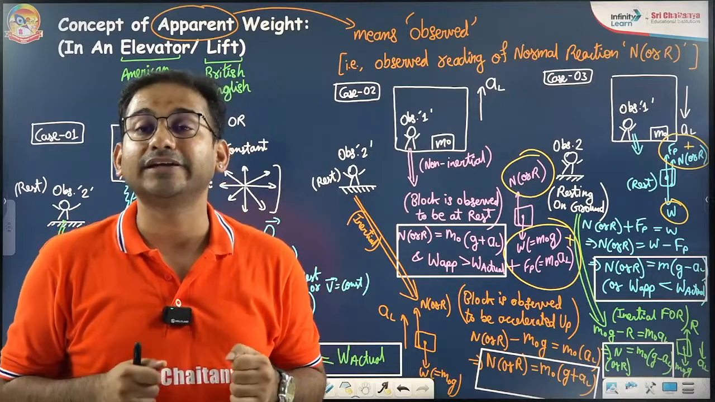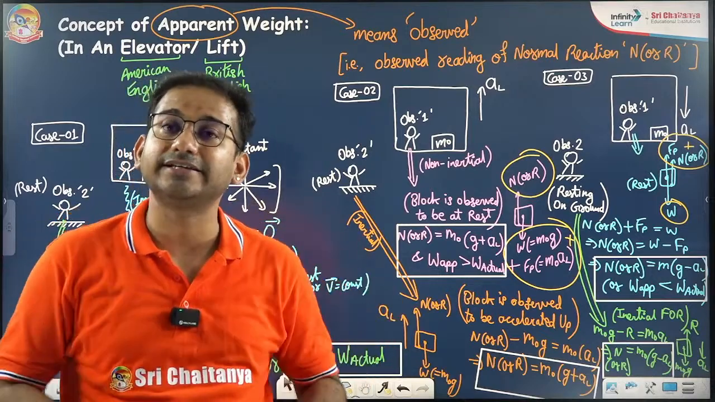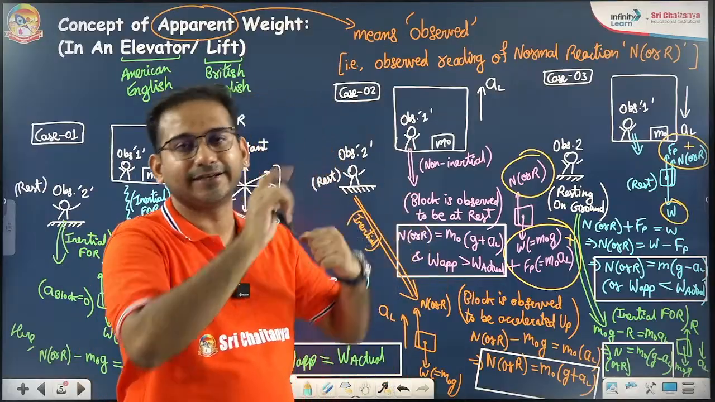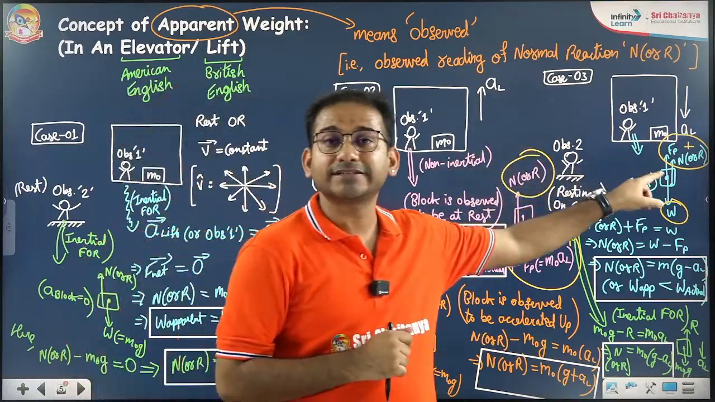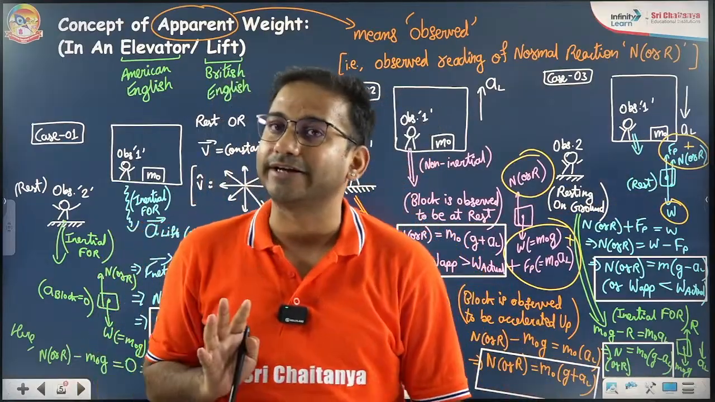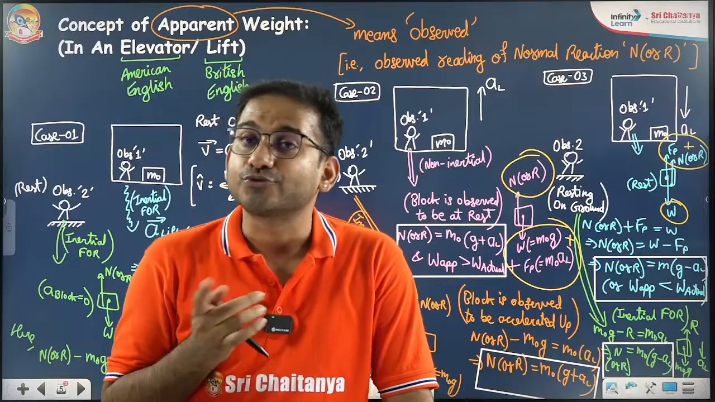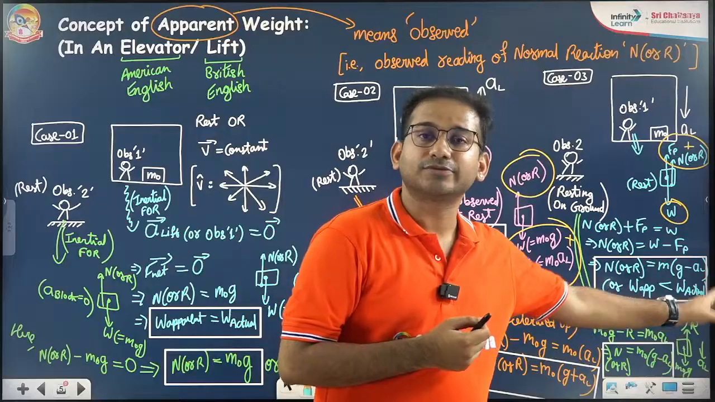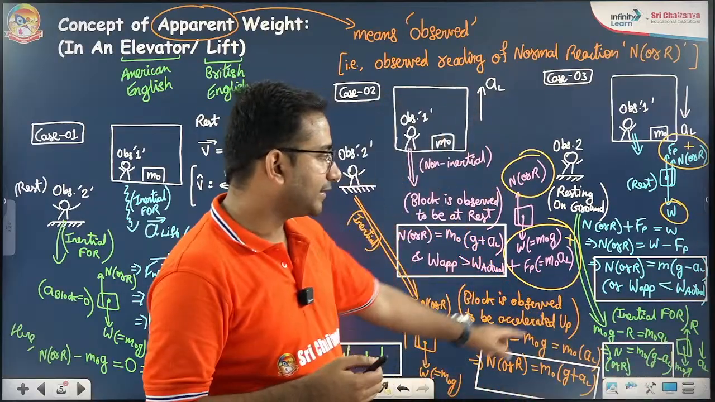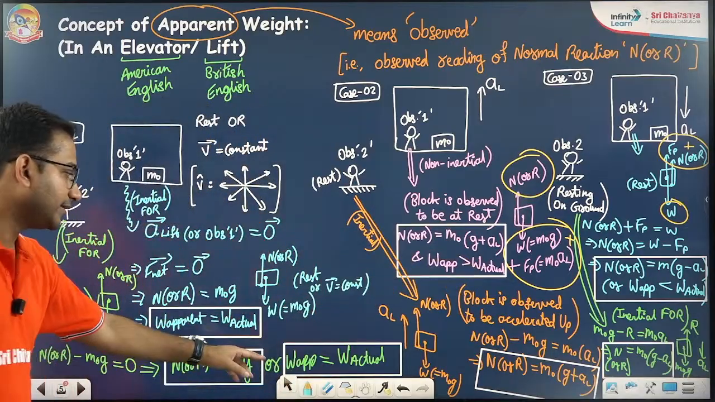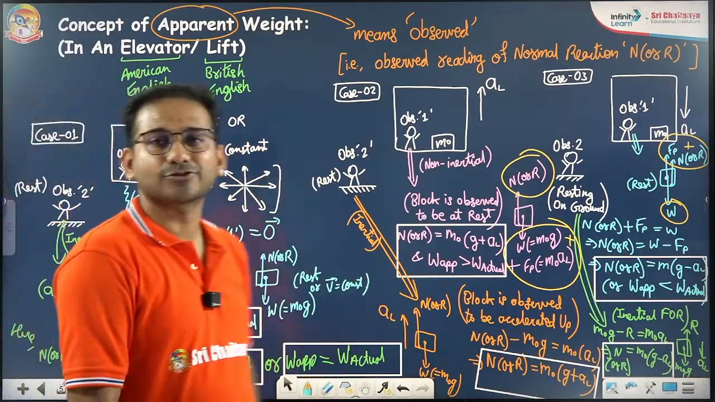Your legs start feeling heavier because the normal reaction increases. It balances a greater weight. Normal reaction upwards balances a greater weight. Whereas if the lift is accelerated down, pseudo force is acting up. So weight and pseudo force will be in opposite direction. As a result, your apparent weight or observed weight will decrease. Apparent weight is less than actual weight. Here apparent weight is more than actual weight. Here apparent weight is exactly equal to the actual weight.